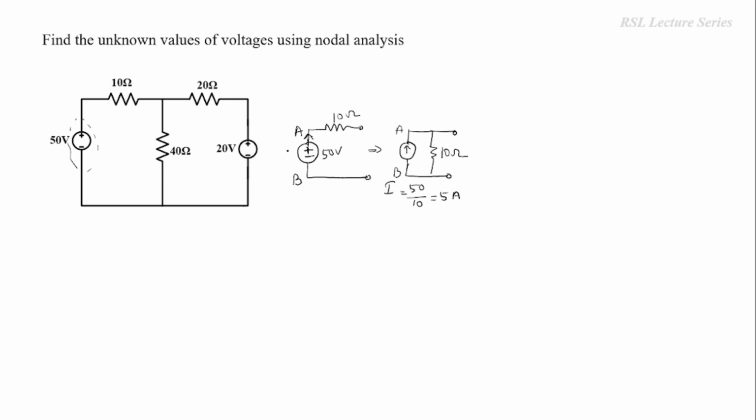Suppose the voltage is given the other way, with the negative terminal connected to A and positive to B. Then we mark the current direction downward, moving towards B.